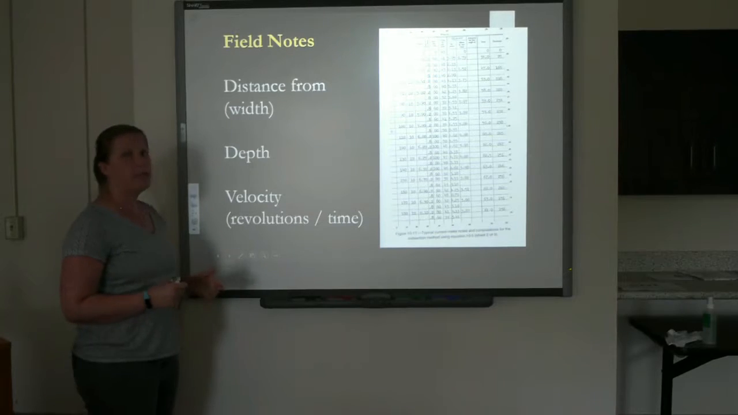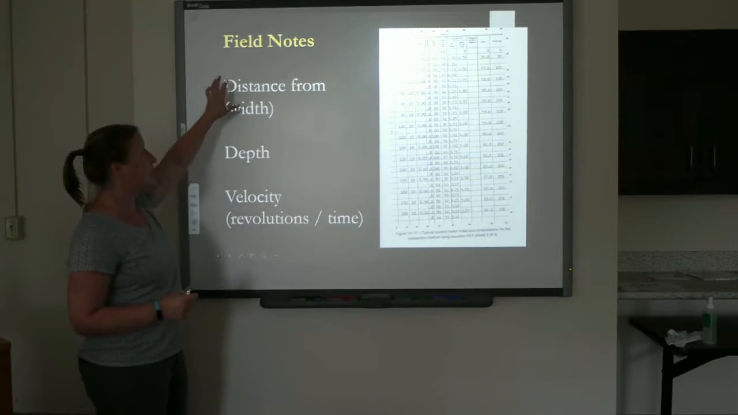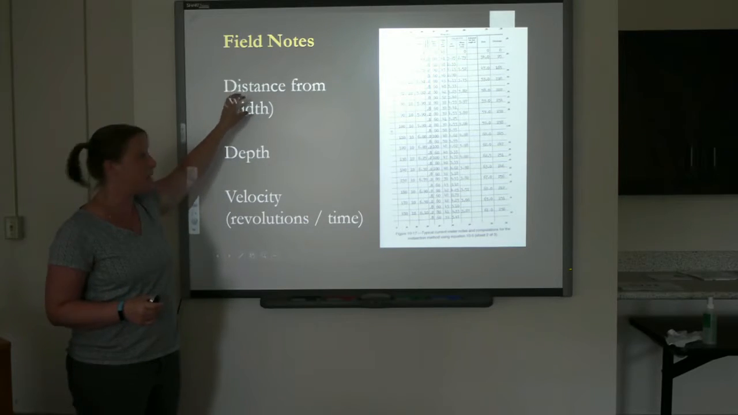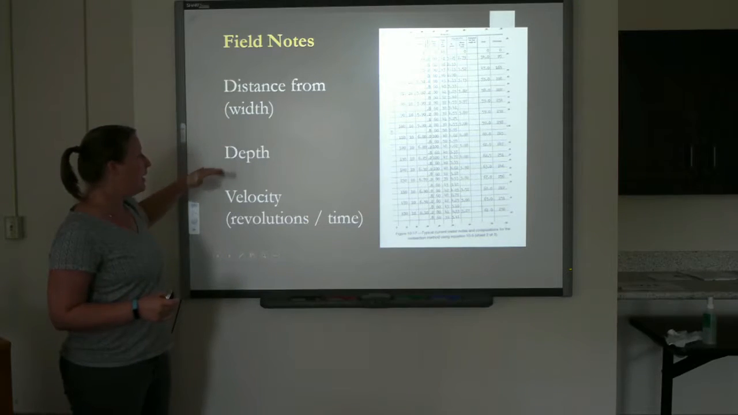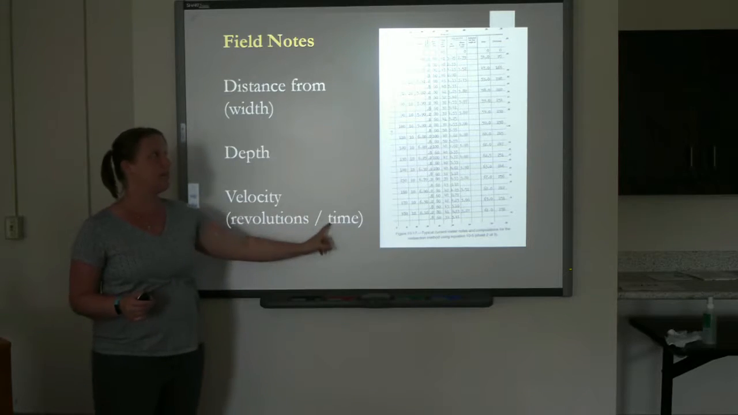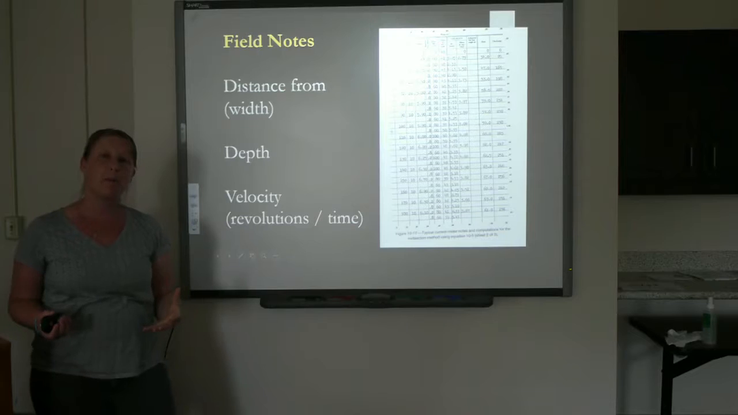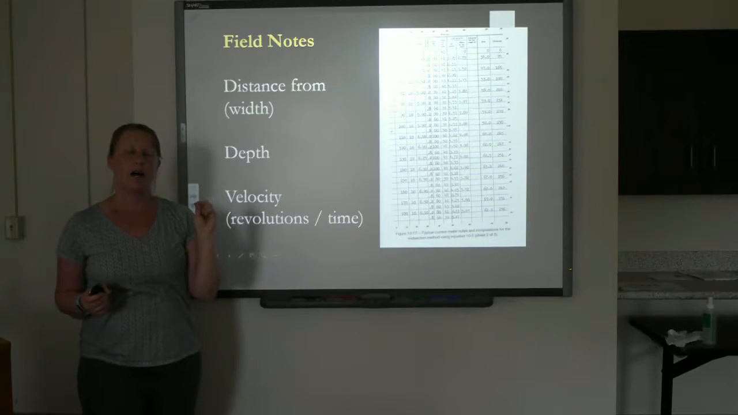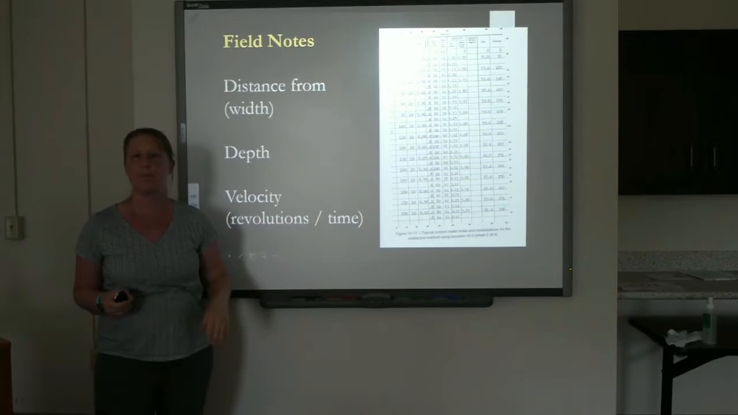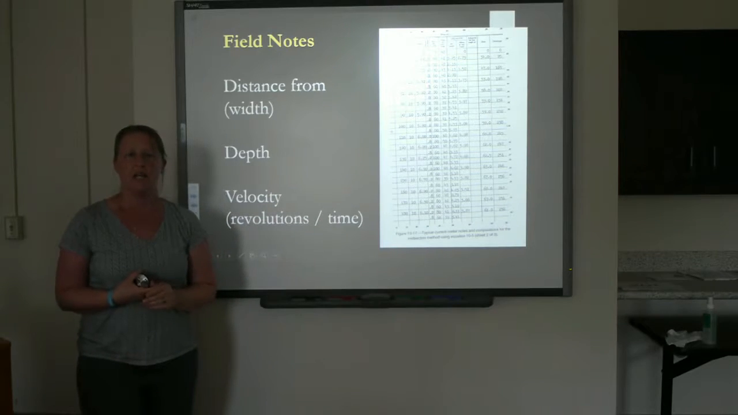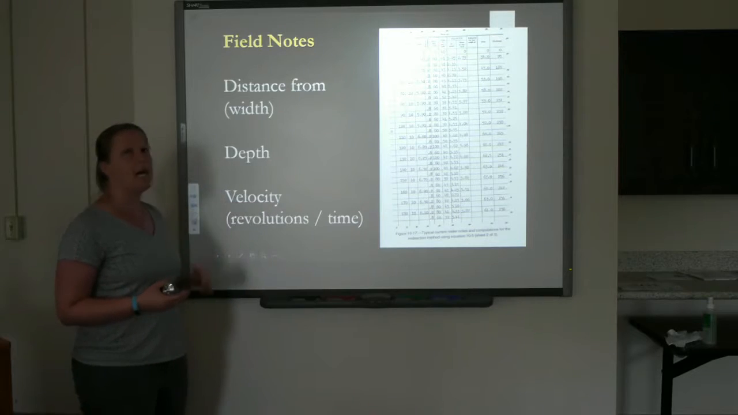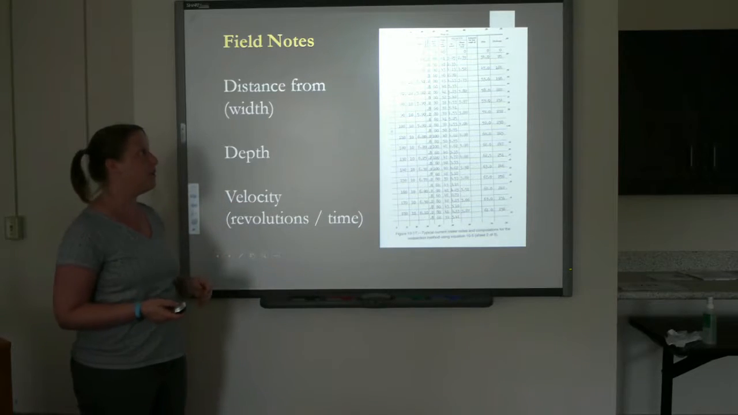So in our field notes, I'm just going to reiterate this. You should have the distance from the bank. So this is our distance along the tape, our depth, and then our velocity will be made up of revolutions and time. And for the pygmy meter, there's a specific equation to relate revolutions per time into a water velocity. If you're using a different current meter, you may just get a velocity readout, and then you can use that.